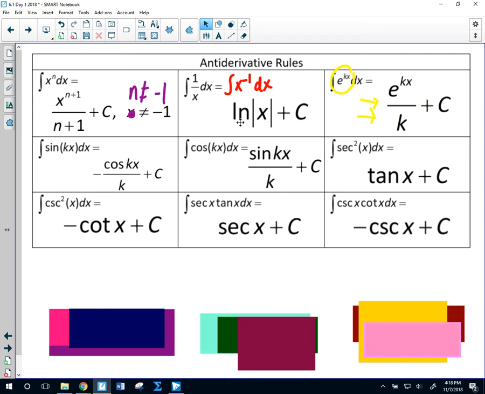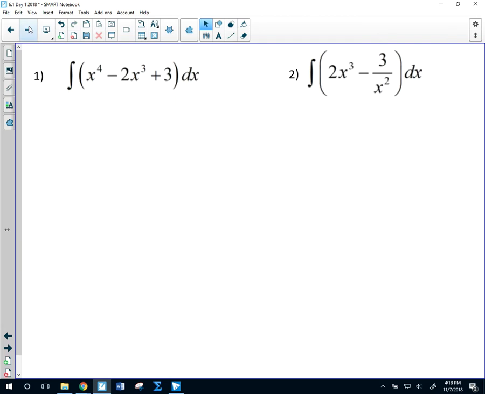Okay, so now we're going to do some practice problems. These are all indefinite integrals. We're going to start off with a couple of problems that are power rule problems. These should all line up pretty nicely with what the classwork is going to be tomorrow in class.